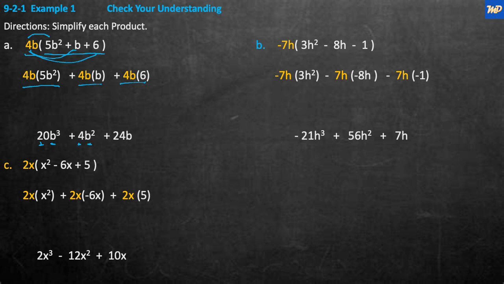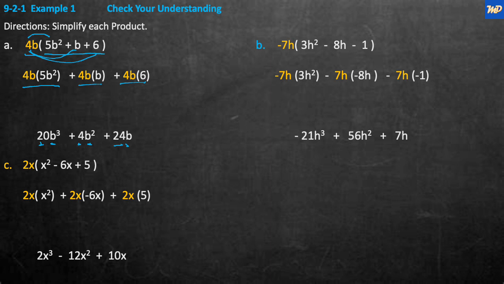Right here. And then finally, 4 times 6 is 24. There's our solution: 20b cubed plus 4b squared plus 24b. How about doing problem B?